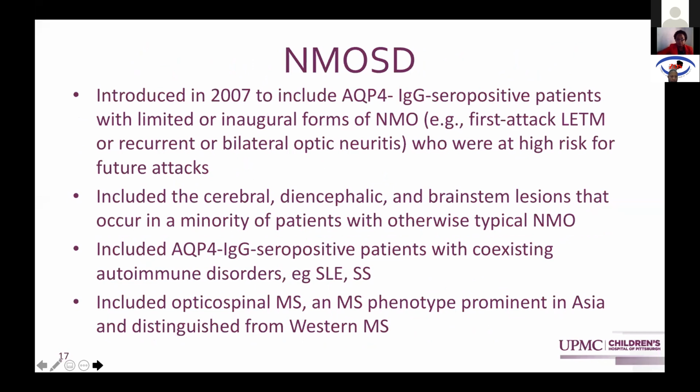Once we realized that this is a large and varied spectrum, it includes some of the seropositive patients who don't present with the typical NMO lesions, or a minority which have other cerebral or diencephalic lesions. It also includes those who are seropositive but have coexisting other autoimmune diseases, and opticospinal MS, which was considered to be a particular phenotype of MS in Asia.